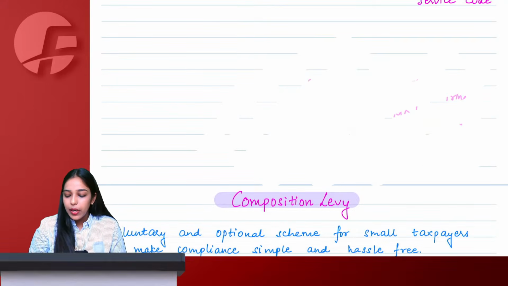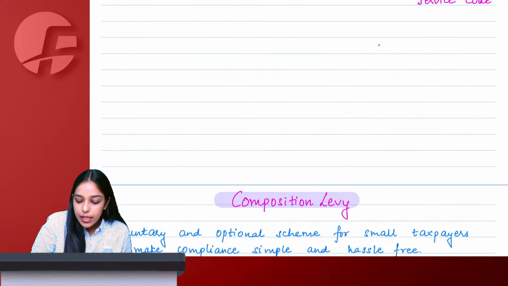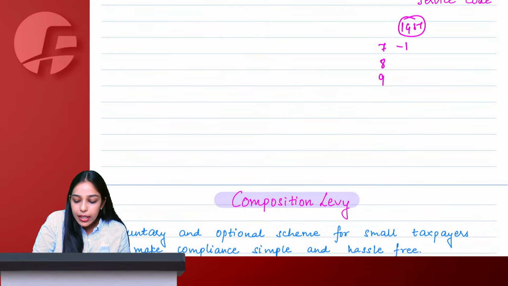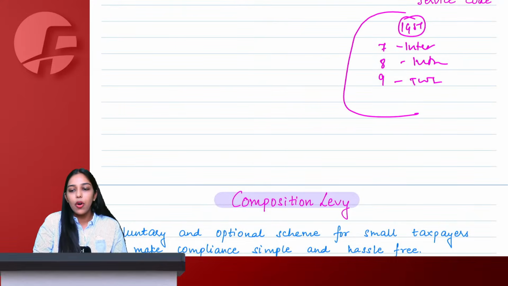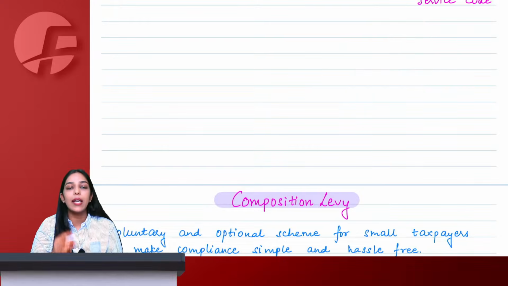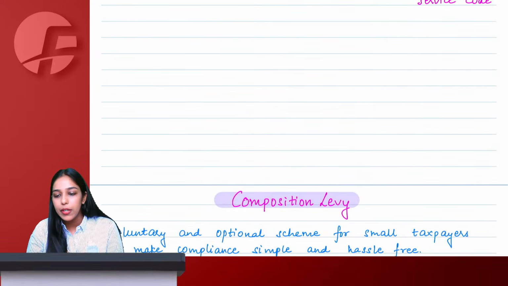This is all that we had completed. Also, we saw Section 7, Section 8 and Section 9 of the IGST Act, which was interstate supply, intrastate supply and territorial waters of India. Today's target is to complete composition, registration, and tax invoice, credit and debit note.